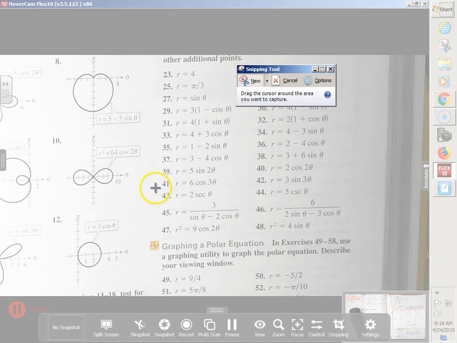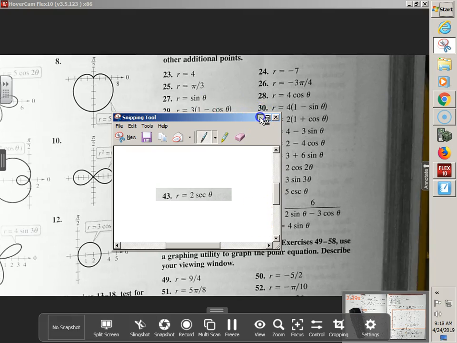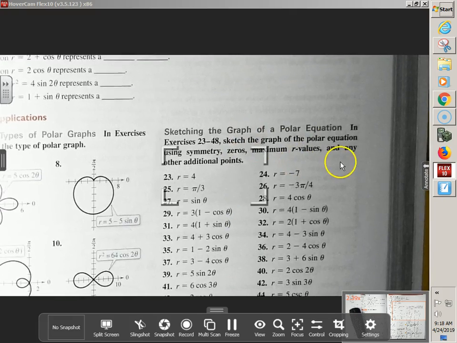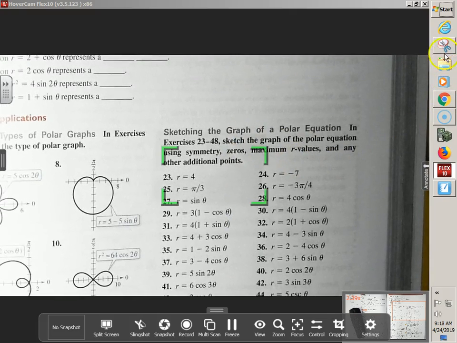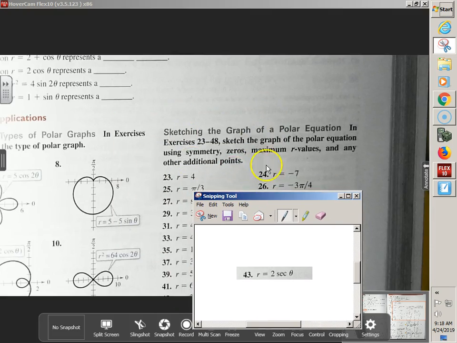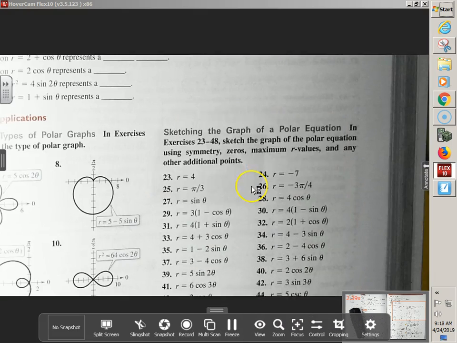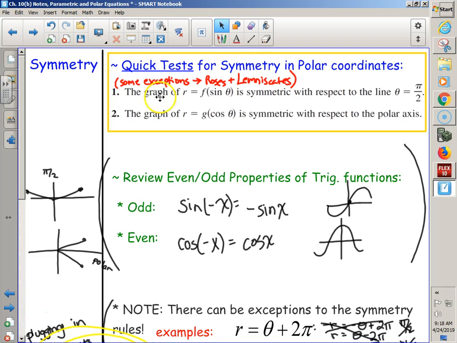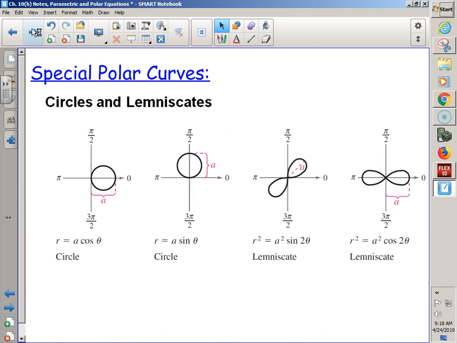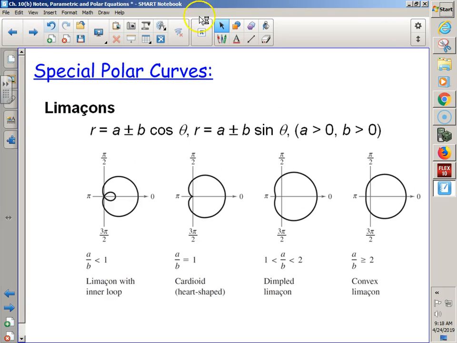No, Kyle, I won't give you one with secants or cosecants or nasty extra forms beyond the special curves that we've talked about, for things like maximums and minimums. I might have you graph it in your calculator, but I won't have you totally analyzing one that's not one of your basic guys. Your basic guys would be the limaçons, the roses, the circles, and the lemniscates.